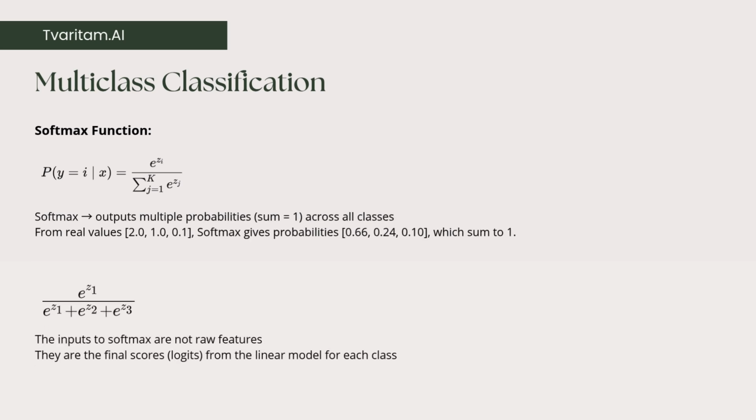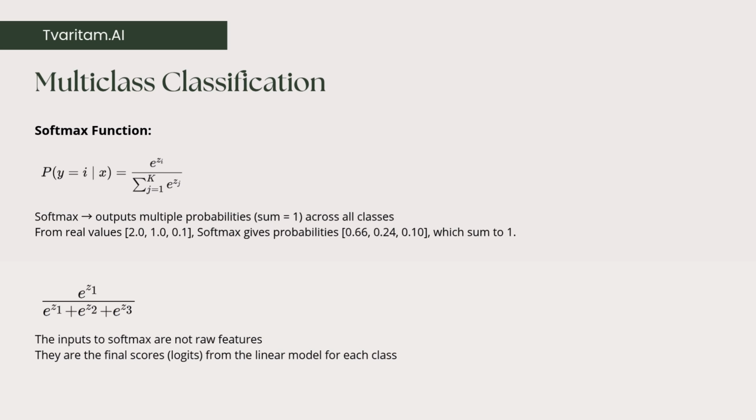Now for multi-class classification, where we have more than 2 classes in our output label, we will use a softmax function instead of sigmoid. Using sigmoid for each class separately does not give a proper probability distribution, and the sum of probabilities may not be equal to 1. A softmax function outputs multiple probabilities across all classes, with the sum of values being 1. For example, values such as 2, 1 and 0.1 when passed through a softmax function will give 0.66, 0.24 and 0.1 as the respective probabilities.